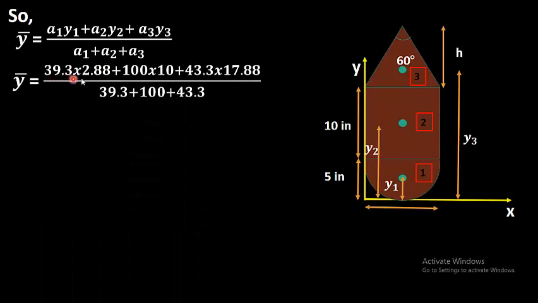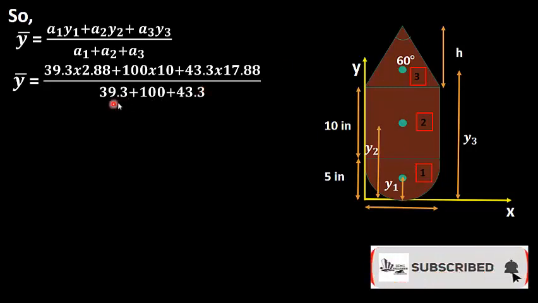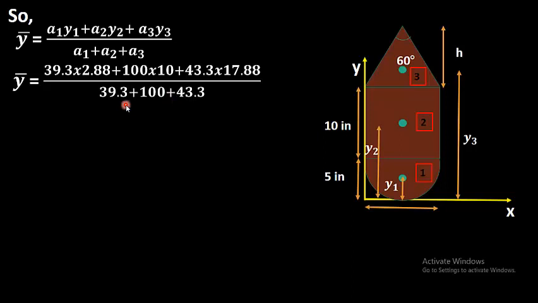A1 is 39.3, whereas y1 was 2.88, a2 is 100, that is the area of the square, multiplied by 10, 43.3, which was the area of the triangle, multiplied by 17.88, which is the value of y3. This is the height of y3, and divided by the areas of all three regions. So we will get the value of y dash, which comes out to be 10.34 inches. So this is the y dash, the combined centroid distance along the y-axis, which is 10.34 inches.